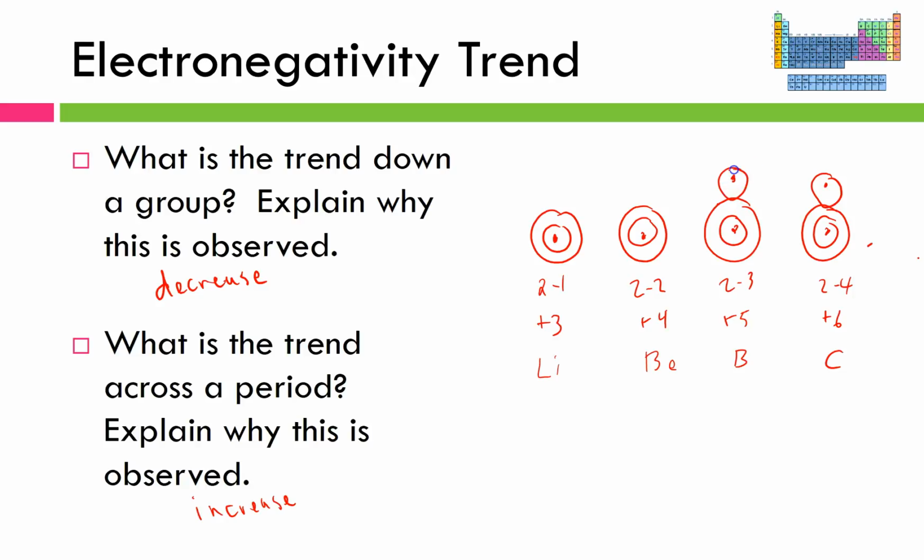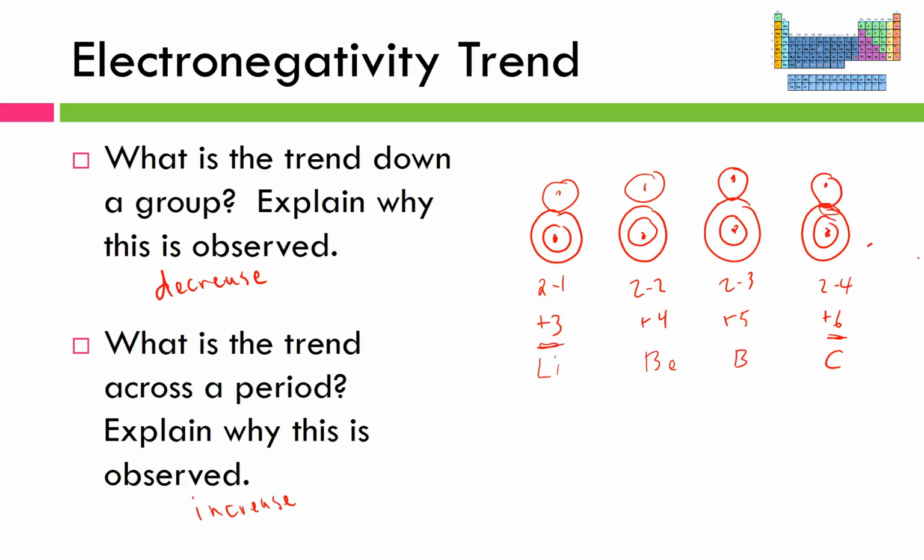So if we just go ahead and bond another atom on top of it, because we've got a +6 nucleus in carbon and only a +3 nucleus in lithium, the carbon nucleus is going to be much better at attracting the electrons in that bond towards itself than lithium can be with its, relatively speaking, weak +3 nucleus.